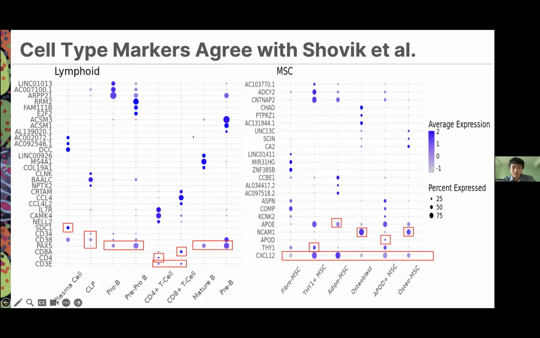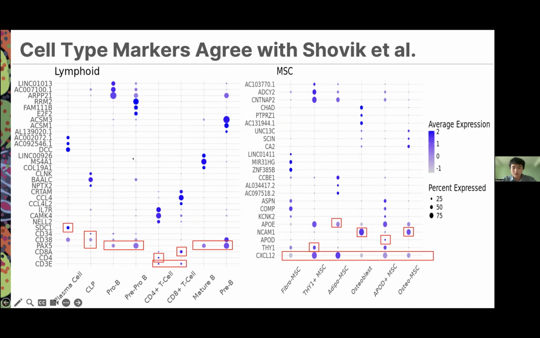These are dot plots of marker genes for each cell type in the lymphoid and the mesenchymal stem cell groups. The dot color represents how expressed that gene is in the cell type, and the size of the dot represents in what percentage of the cells in that cell type the gene is expressed. So this shows the top three marker genes for each cell type. And as you can see, they're pretty distinct from each other, which is good.